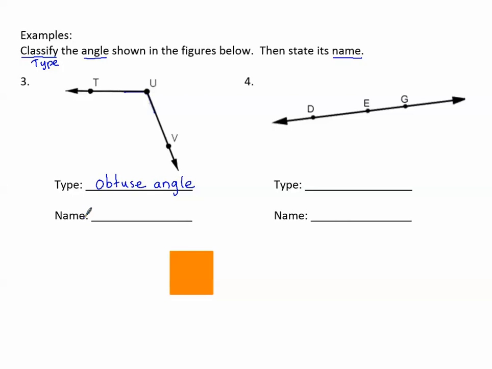How do we name the angle? We start from a point on one of the sides. So I can start at T, U has to be in the middle, and go to V. Angle T, U, V. I could have started on this side, so I'm going to say angle V, U, T. But the letters that are on the sides must be on the sides of the angle name. The vertex, which is point U, has to be in the middle, just like that's the middle from those 2 points.